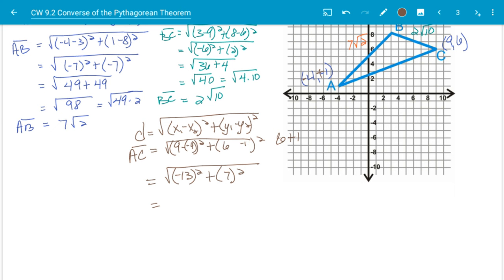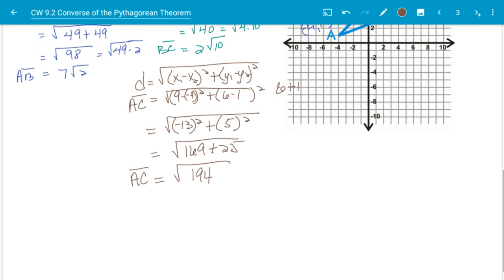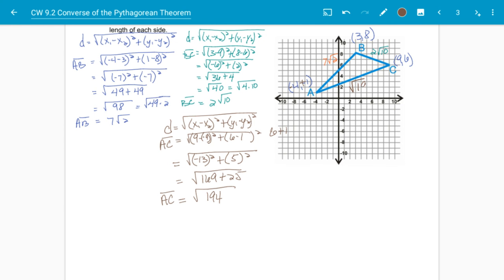Sorry about this. So then this is going to be minus 1, so this is going to be 5 squared. So then I'm going to get the square root of 169 plus 25. 169 plus 25 is 194. And there is no perfect square in 194. So then I have the square root of 194. The square root of 194 is my longest one.